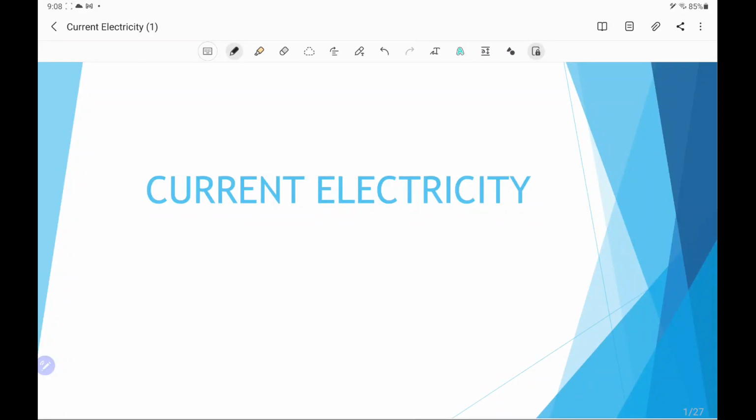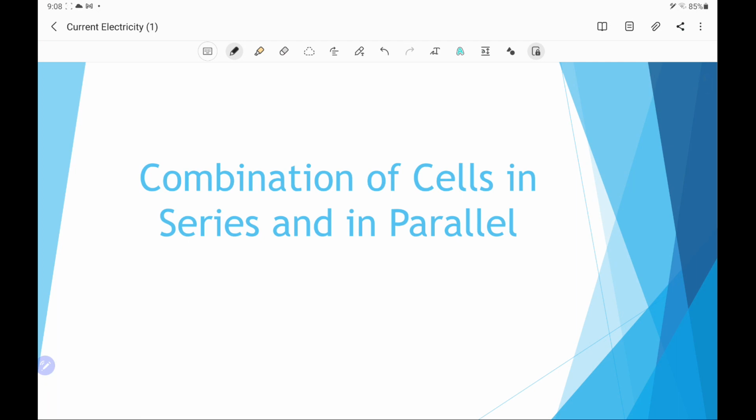In current electricity, we next take the combination of the cells. In combination of the cells, we will take two types of combination. First, in which cells are connected in parallel, and another is when cells are connected in series. Then we have to find the equivalent EMF and the net or equivalent internal resistance of the cell.